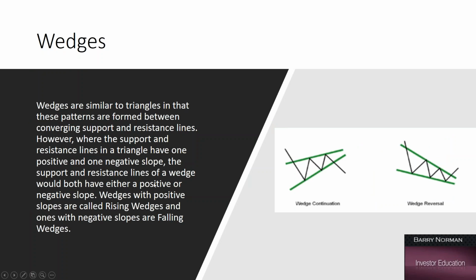Then we go to wedges. So remember, we have 6 different chart patterns we're looking at. Wedges are similar to triangles in that these patterns are formed between converging support and resistance lines.